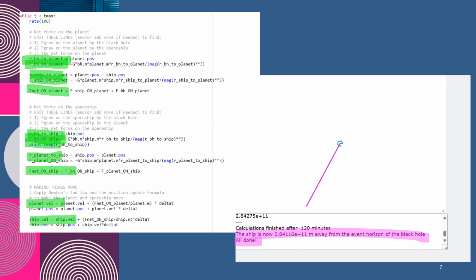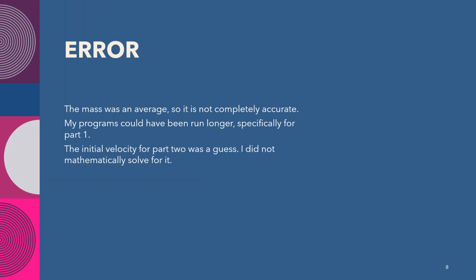And my image is really small. I don't know why that is, but as you can see, it did orbit fully and it left. And so I got pretty close. The ship is 2.84 times 10 to the 11th meters away from the horizon of the black hole. So it was pretty close and the conditions were met.